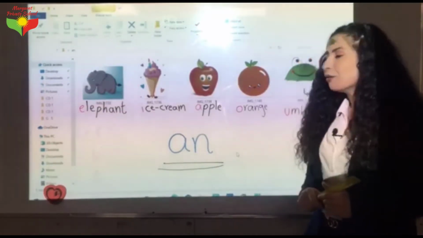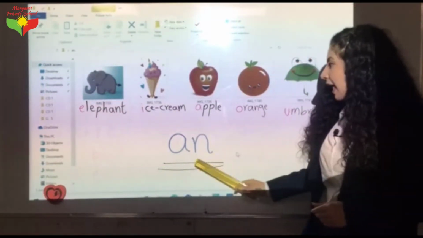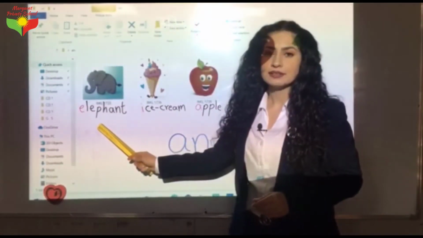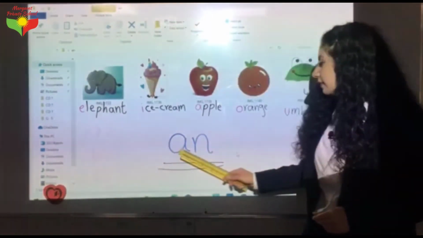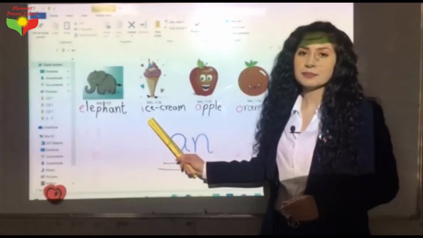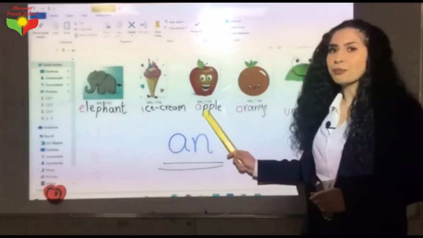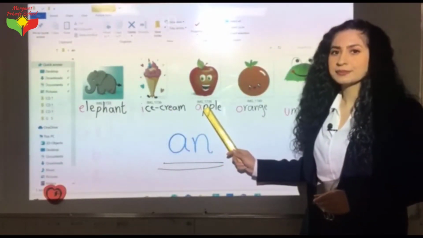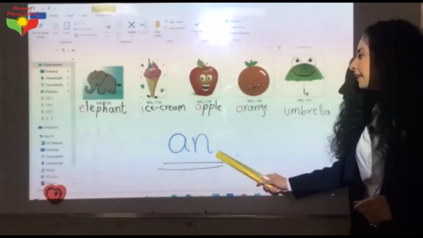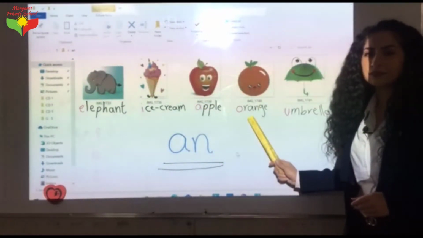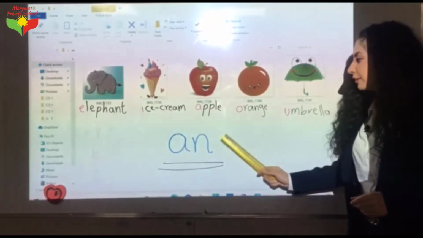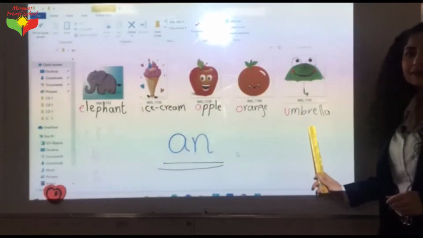Okay. Now repeat after me. An elephant. Excellent. An ice cream. Amazing. An apple. Excellent. An orange. Very good. An umbrella.